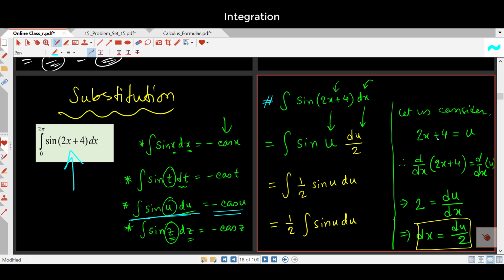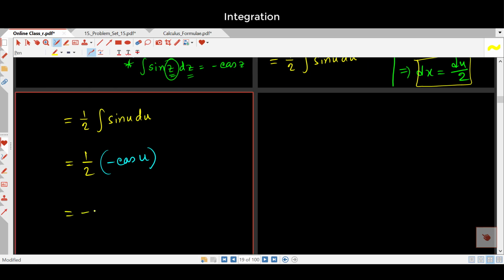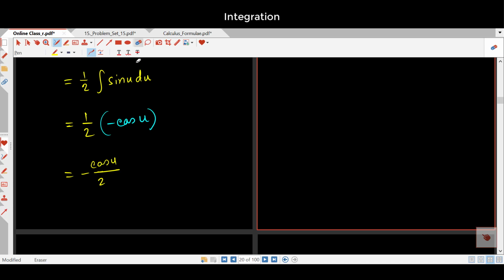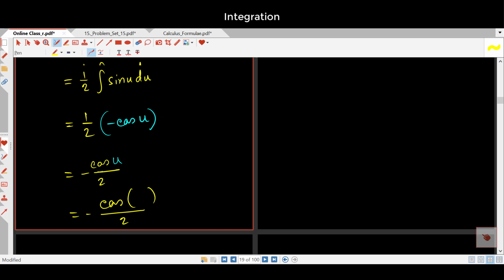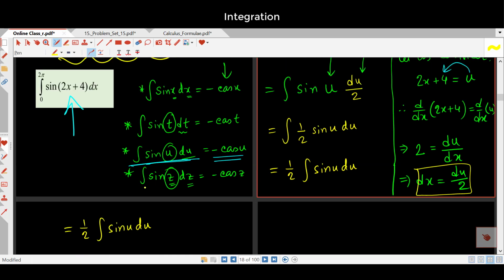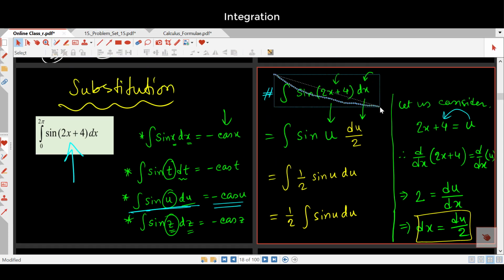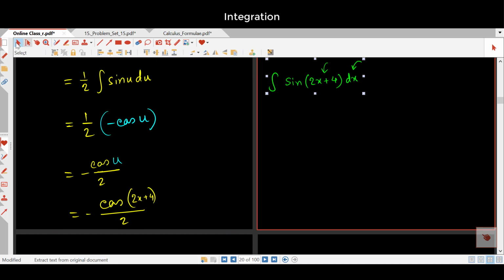So you have considered this 2x plus 4 as u. So let us get back to the x part again. What is u? u is 2x plus 4. So we can write here minus 1 by 2 cosine u, or if you want you can also write cosine here. That is just the representation. So where you have u, you now have to replace it with 2x plus 4. So our result is actually minus 1 by 2 cosine of 2x plus 4. So the integration of this has this antiderivative.